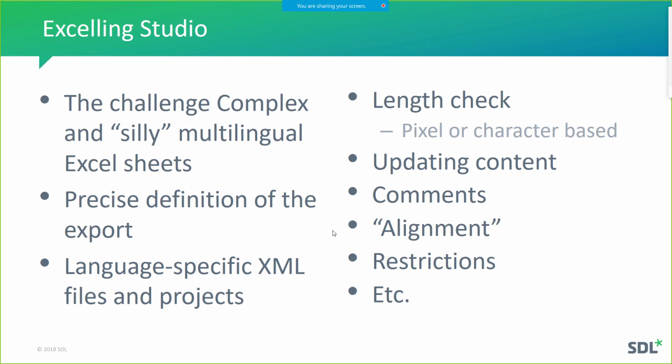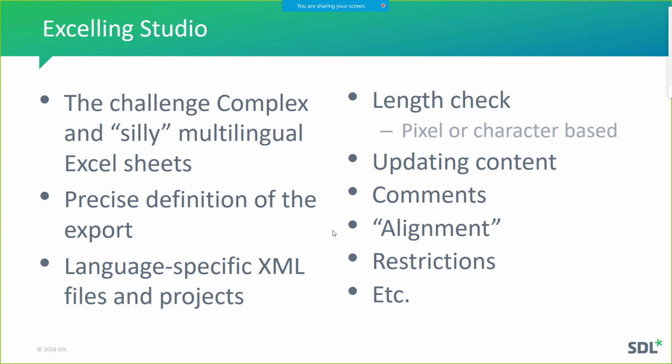Excelling Studio is an expert tool that we came up with because our clients kept getting very complex and quote unquote silly multilingual Excel sheets. So something like columns B and C contain the source, and then target language 1 goes into DE and language 2 goes into FJ. And by the way, only if the background of the cells is green and if column B contains an X.